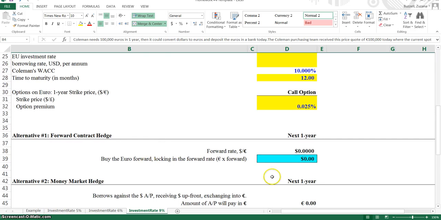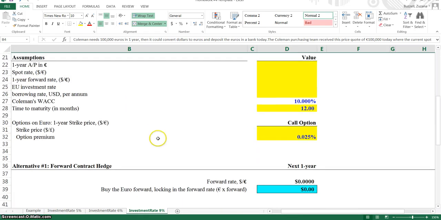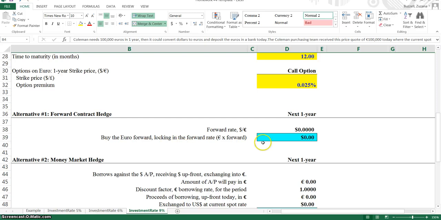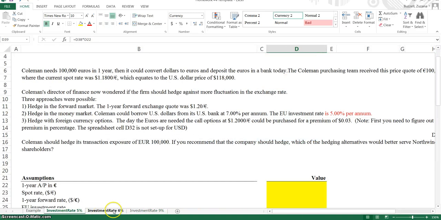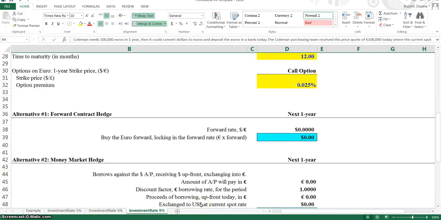The second step, you have the numbers, now you have to explain why. So you will take your forward contract hedge and say forward contract hedge is this, and we can use it for this. And then you will analyze the 3. Where was the forward contract hedge the best? Was it at investment rate 5%, 6%, 9%?